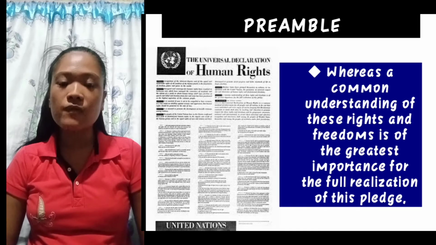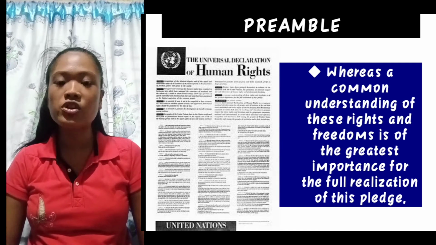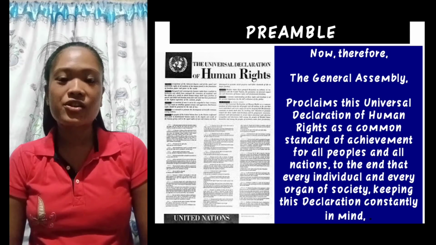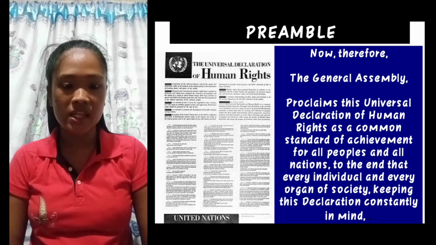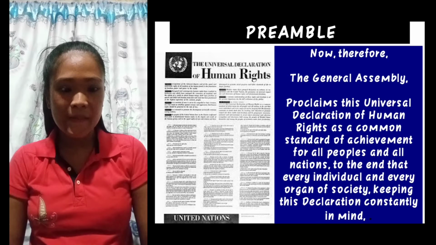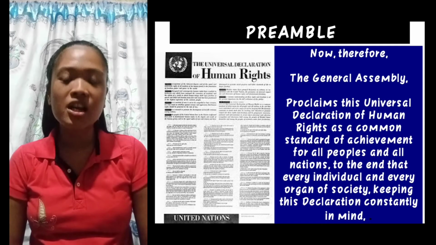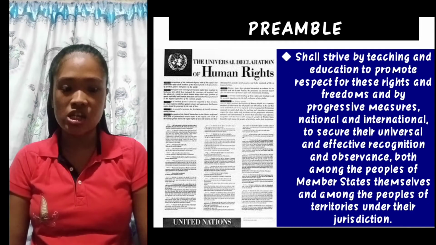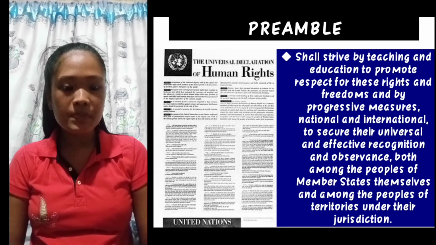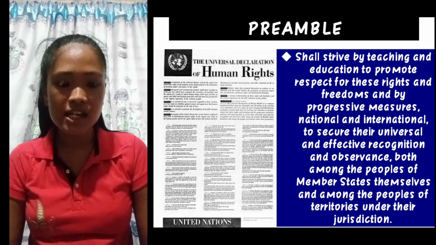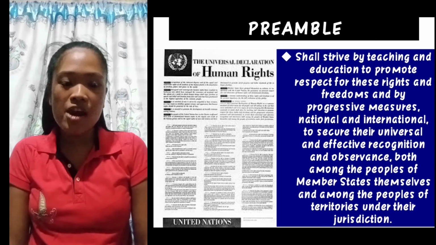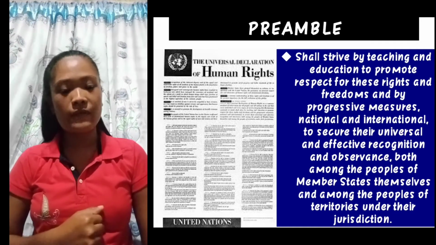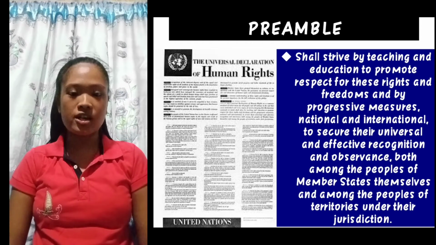Whereas a common understanding of these rights and freedoms is of the greatest importance for the full realization of this pledge. Now, therefore, the General Assembly proclaims this Universal Declaration of Human Rights as a common standard of achievement for all peoples and all nations, to the end that every individual and every organ of society, keeping this Declaration constantly in mind, shall strive by teaching and education to promote respect for these rights and freedoms, and by progressive measures, national and international, to secure their universal and effective recognition and observance, both among the peoples of member states themselves and among the peoples of territories under their jurisdiction.